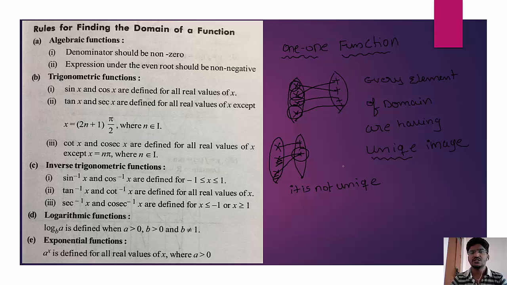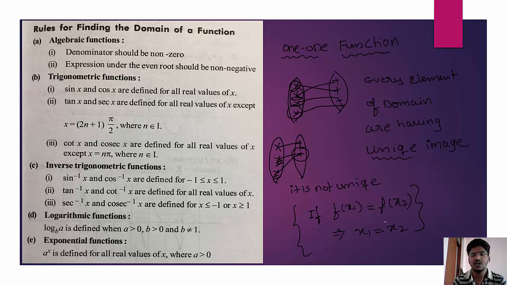Clear? So, this is what we have to understand. After this, if you want to write it in the mathematical form, how are you going to write it? We write it as: if f of x1 is equal to f of x2, this must imply that x1 is equal to x2. How are you going to understand this clearly?